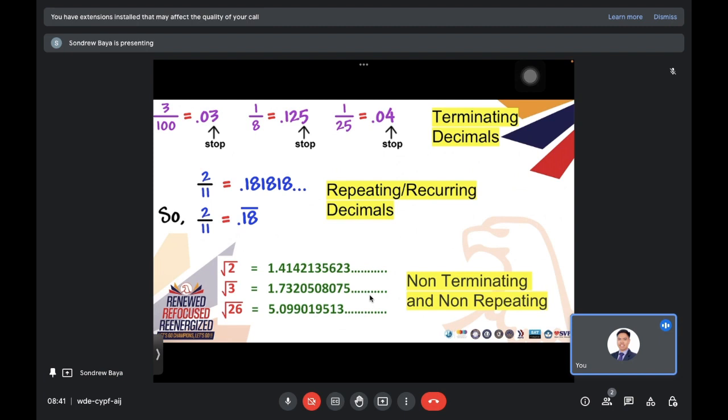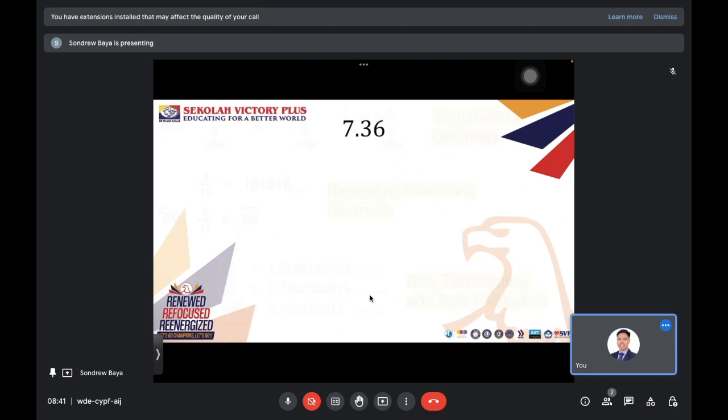All right, let's have some examples. How do we convert terminating decimals into fractions? Again, this is an easy discussion. Suppose we have a decimal 7.36. Now take note in this decimal, this one is the whole number part. Well, this one is the part which is less than a whole number or less than an integer.